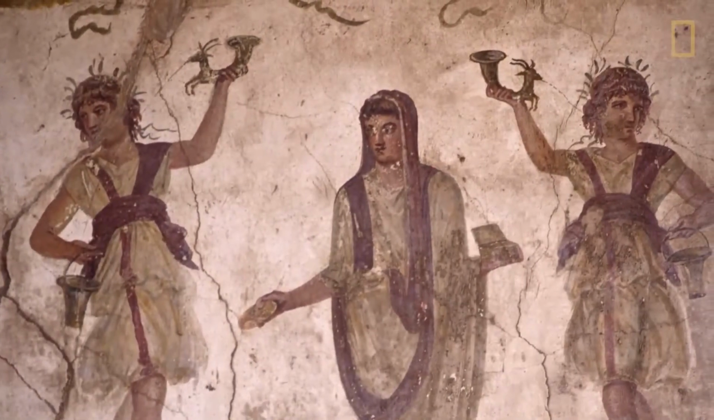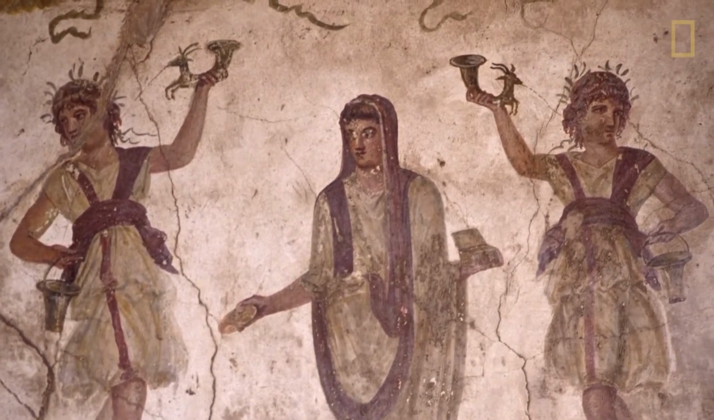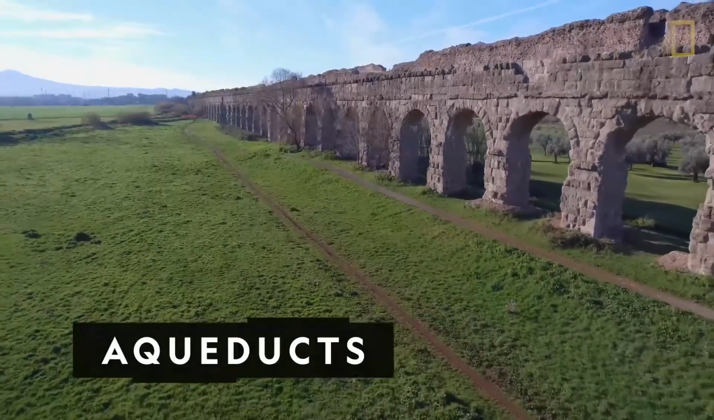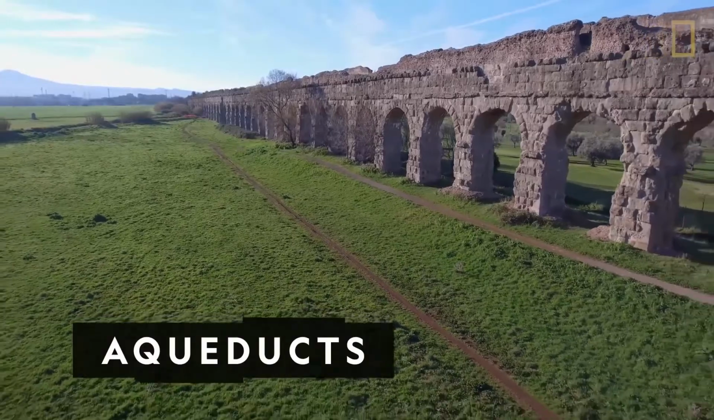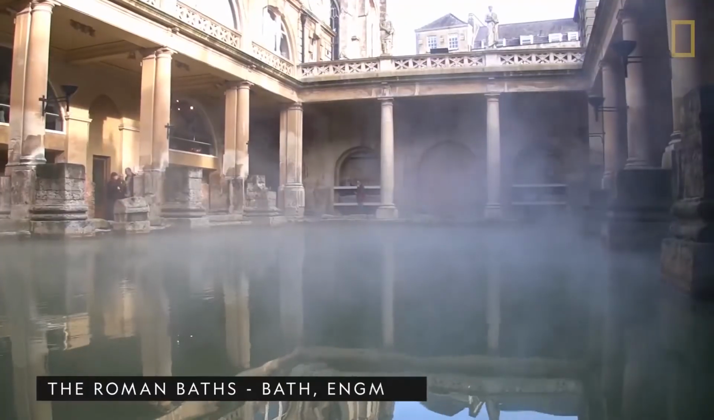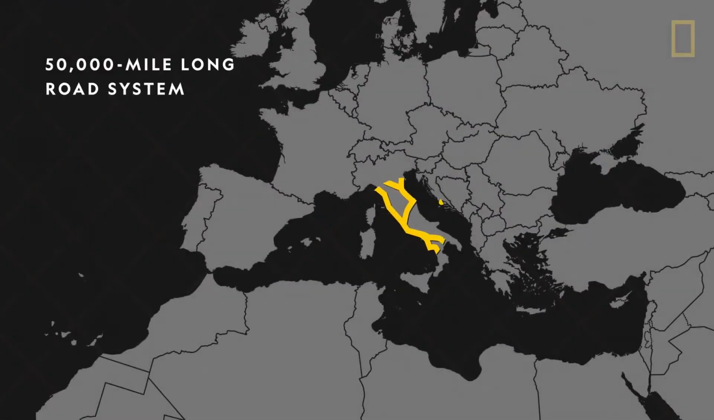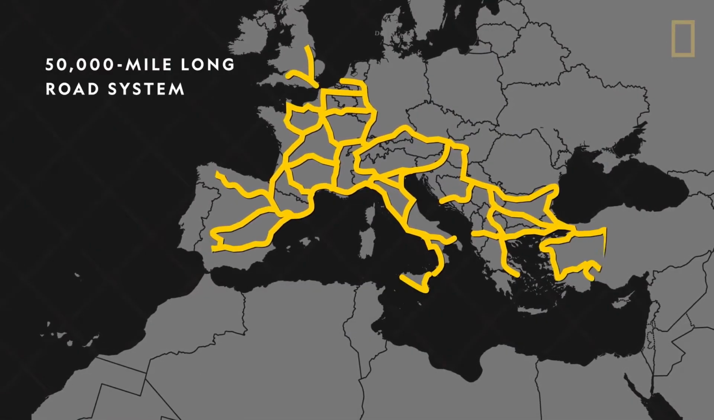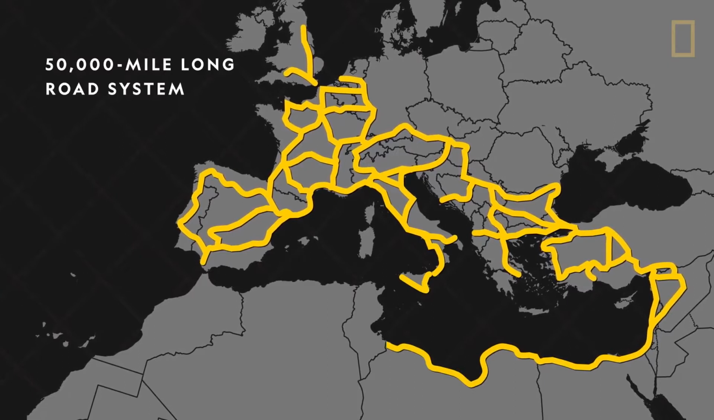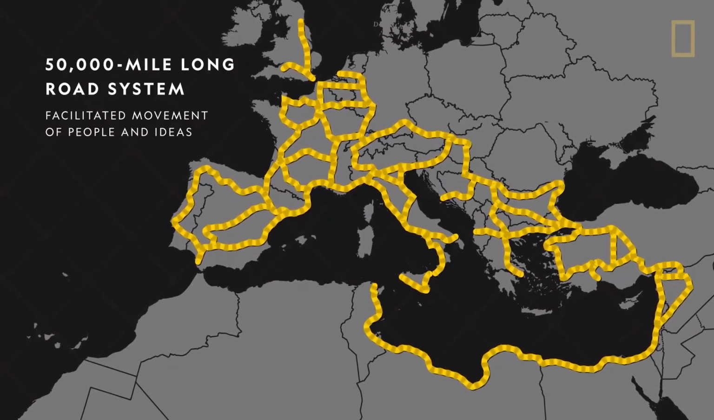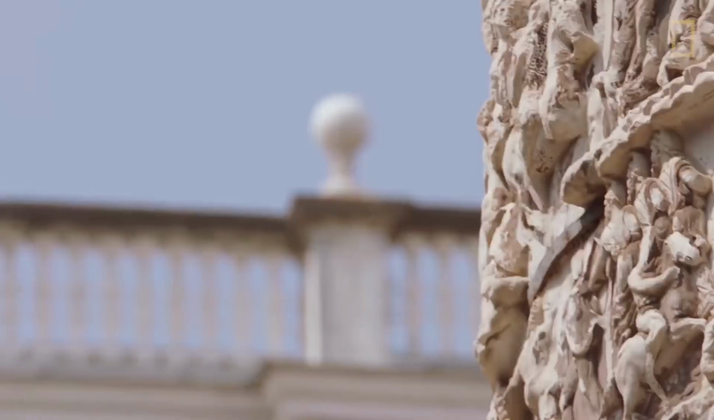This massive scale and growing populace necessitated advancements in Roman engineering. Aqueducts were constructed, which increased the public's access to water, helped improve public health, and paved the way for Rome's famed bathhouses. A 50,000 miles long road system was built as well. While made originally for the military, it improved the movement of people and ideas throughout the empire.